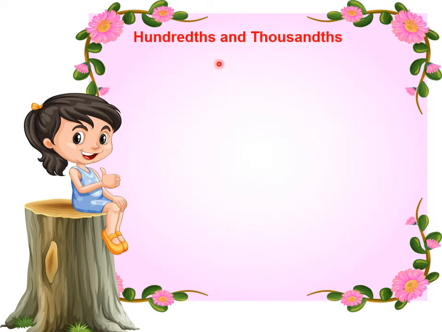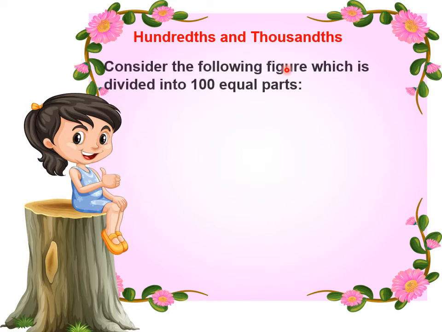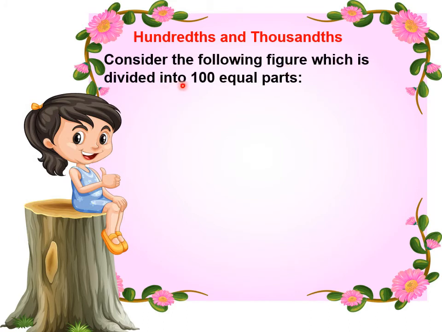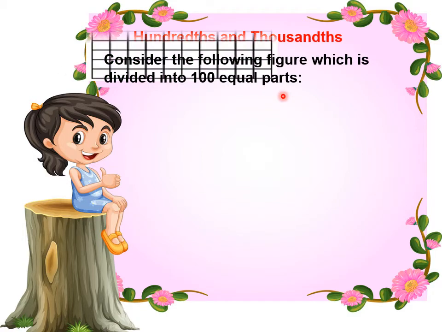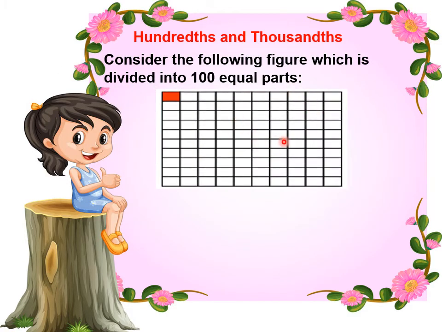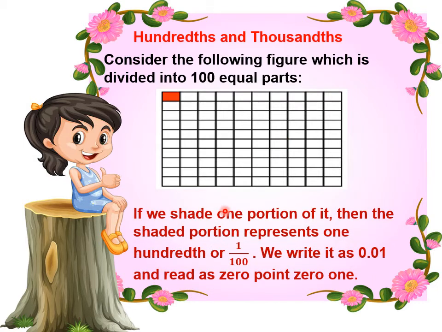Now hundredths and thousandths. Consider the following figure which is divided into 100 equal parts. Okay. So this figure is divided into 100 equal parts. If we shade one portion of it, then the shaded portion represents 1/100. So one equal part is shaded, so that portion represents 1/100 or 1 upon 100. We write it as 0.01. So 100 is having how many zeros? 2 zeros. Okay, so how will we write in decimal? So we will write 0.01.